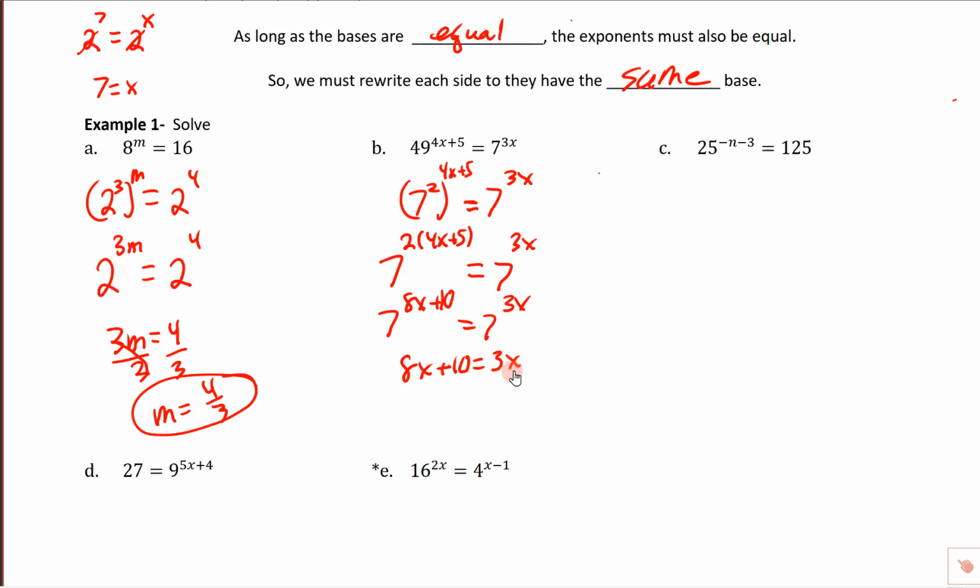I'm going to solve this by moving the 8x to the other side. I'm going to do that by subtracting 8x. I was thinking of the answer here. So 10 equals negative 5x. We're going to divide by negative 5.